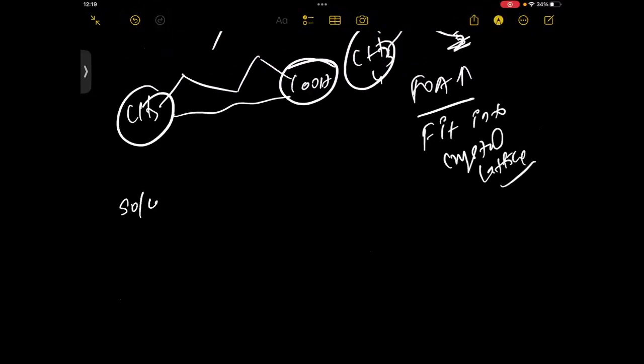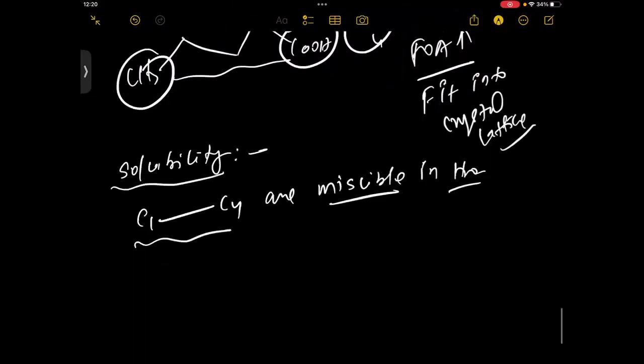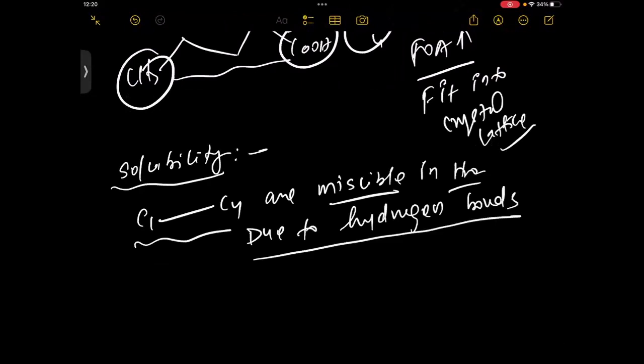What happened with the solubility? See, C1 to C4, up to 4 carbon atoms, are miscible in water, okay, due to hydrogen bonds. Correct? Due to hydrogen bonds, C1 to C4 are miscible in water.